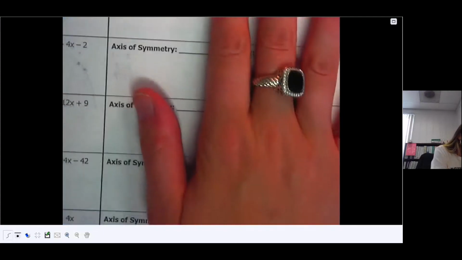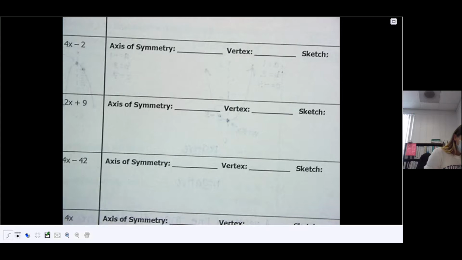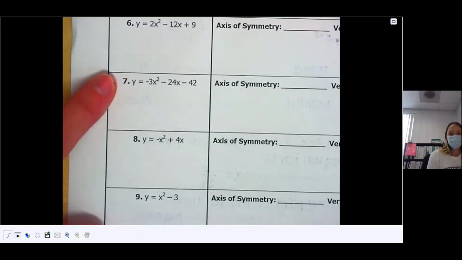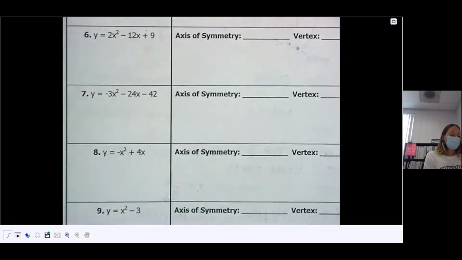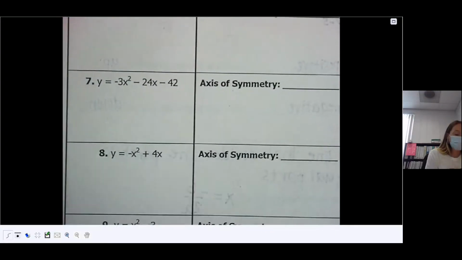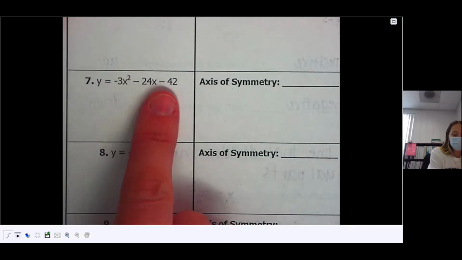Let's jump down and do a hard one. Let's do 7. Look at that bad boy. What do you think? Yeah? Okay, let's do 7. So we've got y equals -3x squared minus 24x minus 42.